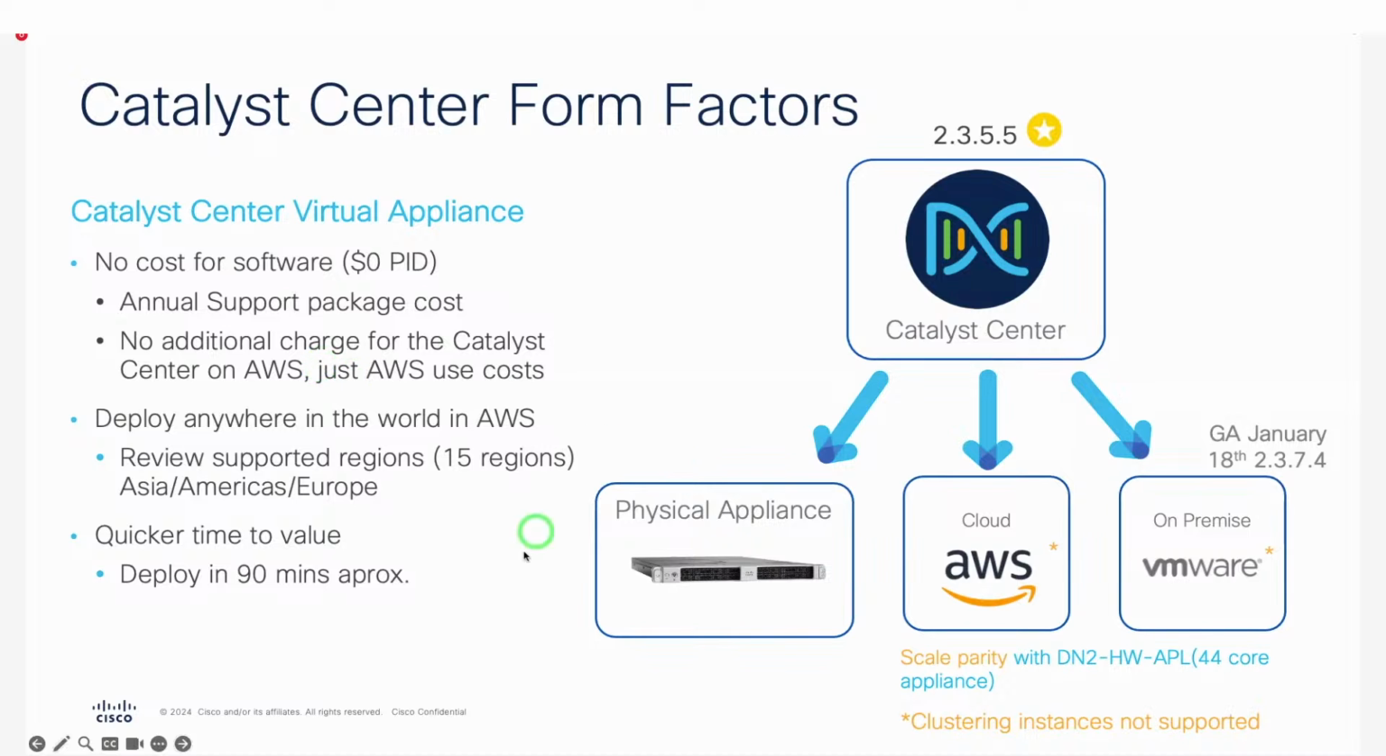Now, remember, we have feature parity between these two flavors of the virtual appliance and the DN2 core physical appliance. There is no clustering support, but we do rely on the high availability from AWS and ESXi. So for a quicker time to value, you can see that within 60 to 90 minutes, you will be able to get a new Catalyst Center up and running, ready to manage your network.